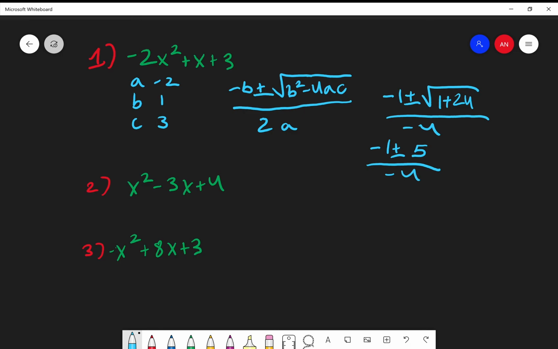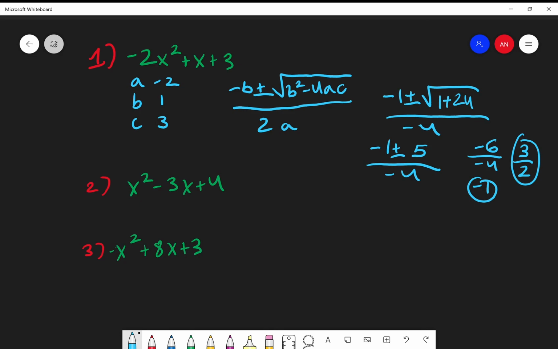Then our first solution would be minus 1 minus 5, which is negative 6 over negative 4, or just 3 over 2. And the second solution is minus 1 plus 5, which is 4, so 4 over minus 4, which is equal to negative 1. So our solutions are negative 1 and 3 over 2.